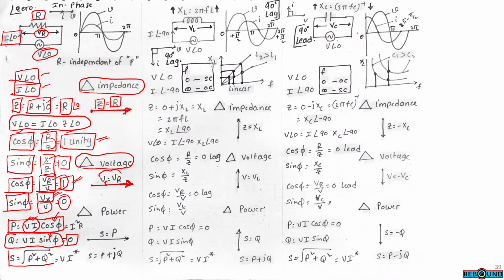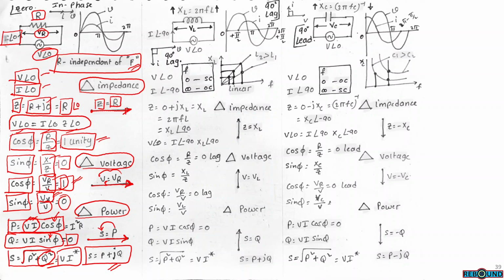S equals under root P square plus Q square. Here the Q term is 0, so simply S equals V into I. So the power triangle will be P equals S. This is also a straight line. P plus jQ, this is in rectangular form. Resistance is completely independent of frequency.